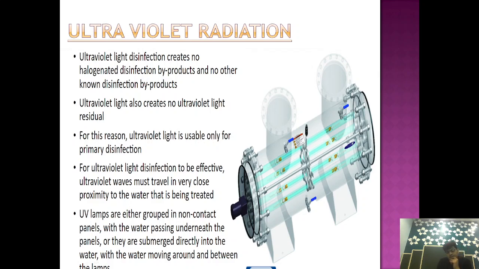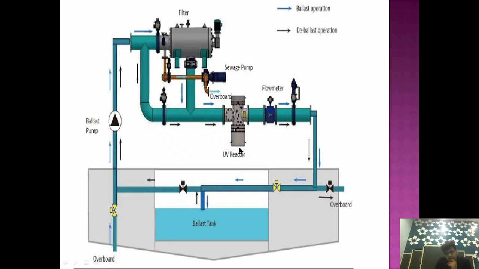It means that to be an effective system, we have to pass this ballast water in very close proximity to this UV reactor. If the ballast water distance is far, as I have told you earlier, depending upon the emission, depending upon the exposure of the UV, the organisms are getting killed. So it should be passed in very close proximity to make sure that even the most deadly microorganism will also get killed in that short span of time.